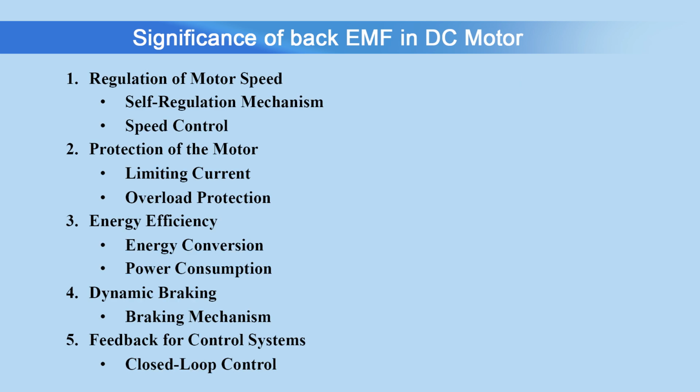There are some important points associated with the back EMF in a DC motor. The first point is the regulation of motor speed, a self-regulation mechanism. The back EMF helps in regulating the speed of the motor. When the motor speeds up, the back EMF increases, therefore reducing the net voltage across the armature and thereby limiting the current flowing through the armature. This helps in preventing the motor from running too fast. Therefore it acts as a self-regulating mechanism in the motor.